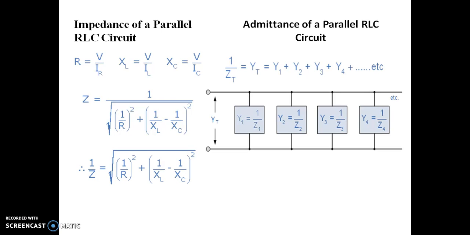Impedance of a parallel RLC circuit: R is equal to V by IR, XL is equal to V by IL, and XC is equal to V by IC, where we are trying to find out R, XL and XC. So 1 by Z is equal to root over (1 by R) whole square plus (1 by XL minus 1 by XC) whole square, or Z is equal to the inverse of the previous expression, which is equal to 1 by root over 1 by R square plus (1 by XL minus 1 by XC) whole square.